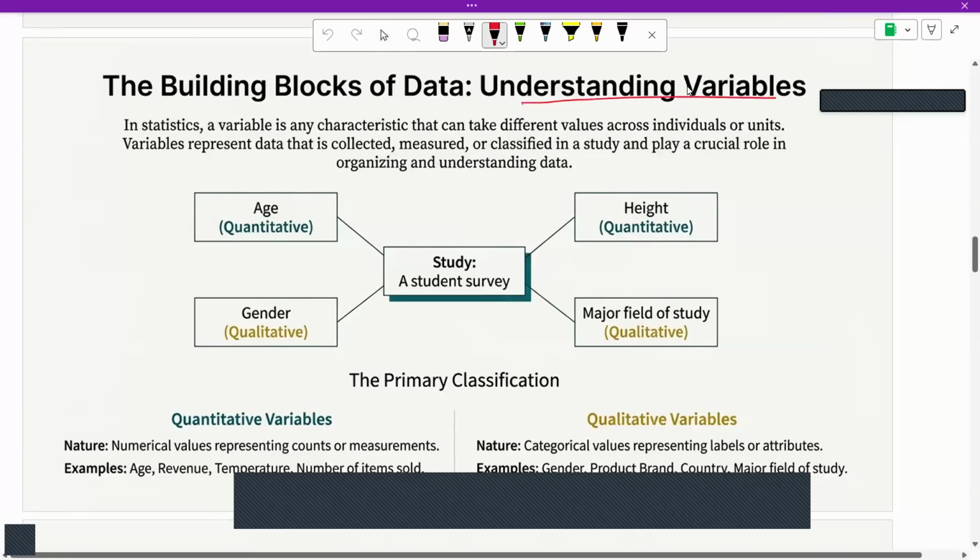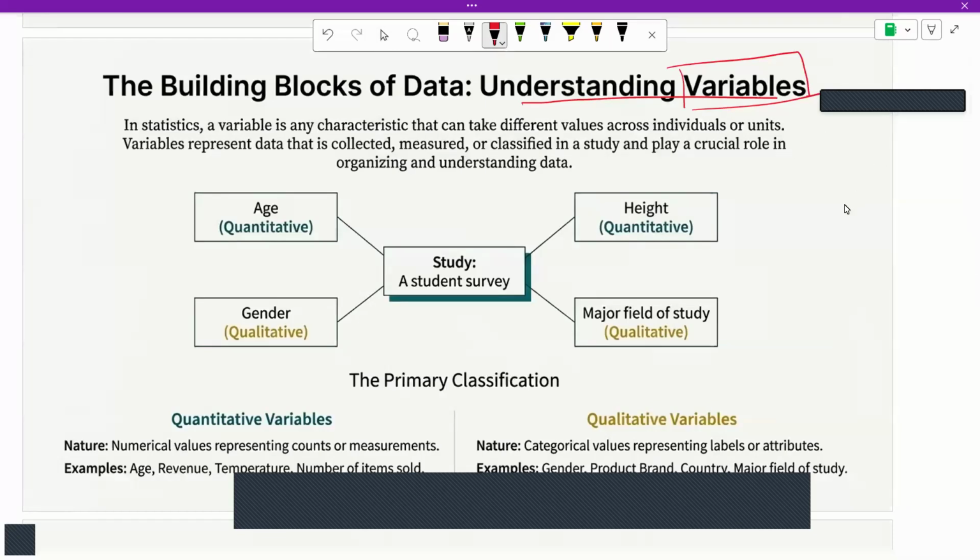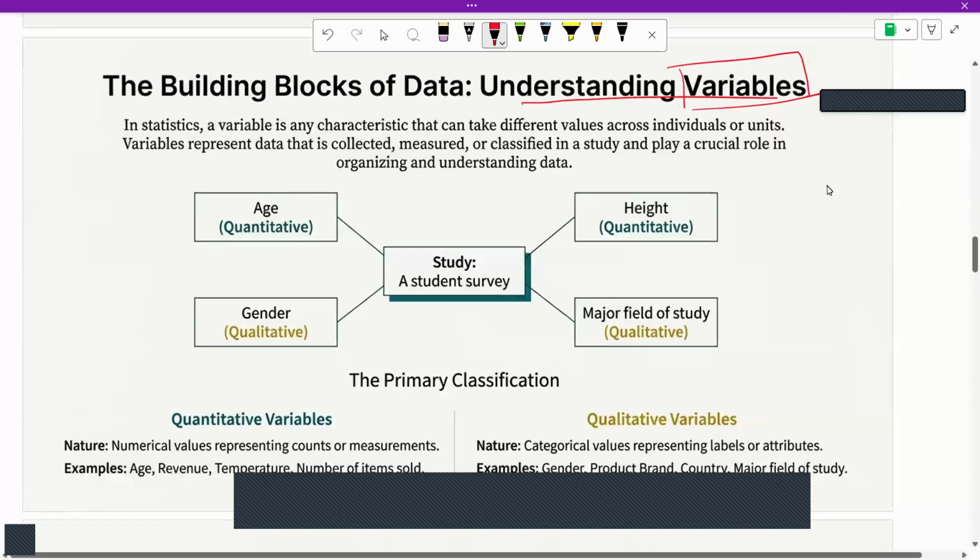In statistics, the term variable is very important. Variables vary over time. In data collection, or in a data table, you can see it like this: observation numbers 1, 2, 3, 4, 5, like that.